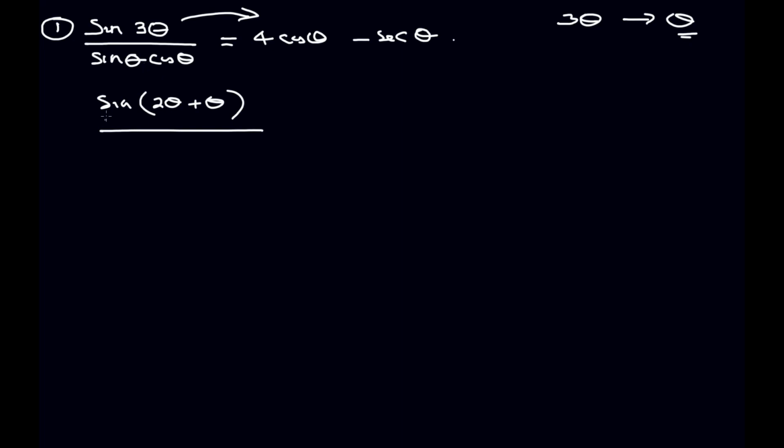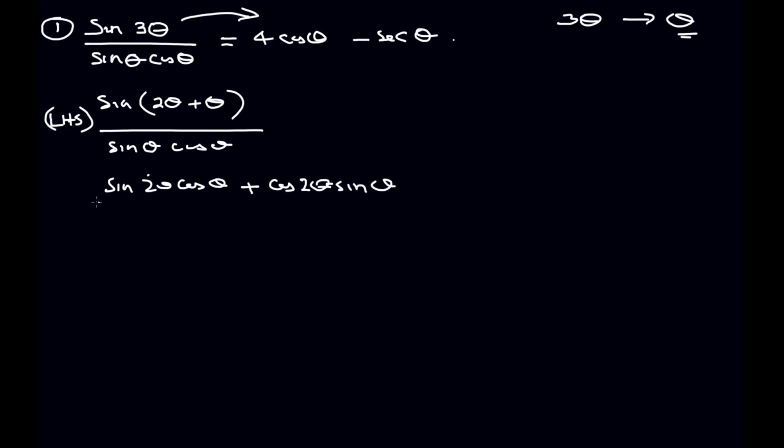Here now we're going to divide by sine theta cos theta. So we're reducing from the left-hand side. Now we're going to expand this. Remember our identity, spend time with that. So it's sine 2 theta cos theta plus cos 2 theta sine theta, and we maintain our denominator here: sine theta cos theta.